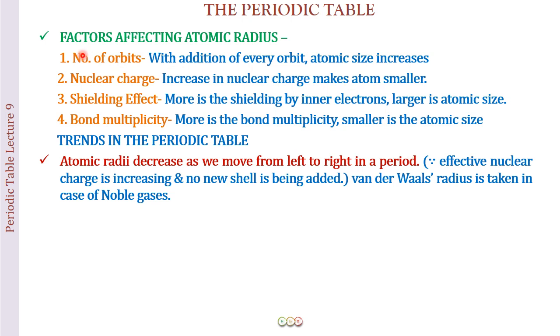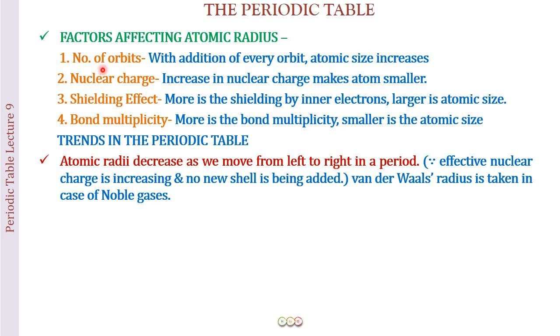Let us go back to the factors. So first is the number of orbits. Is the number of orbits going to increase in a period? No, it is not. The electrons add to the same valence shell when we move from left to right in a period. So no new shell is being added. The electrons are being added into the same valence shell. So this is not going to affect the atomic size, right?